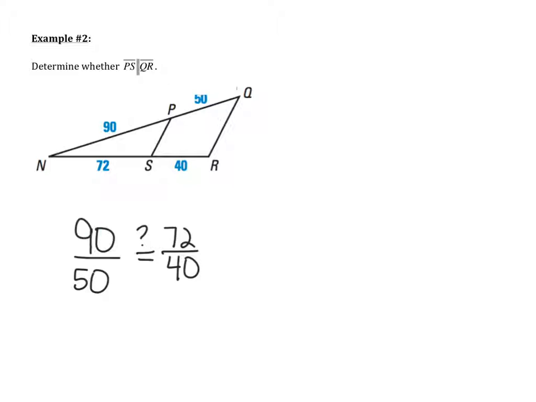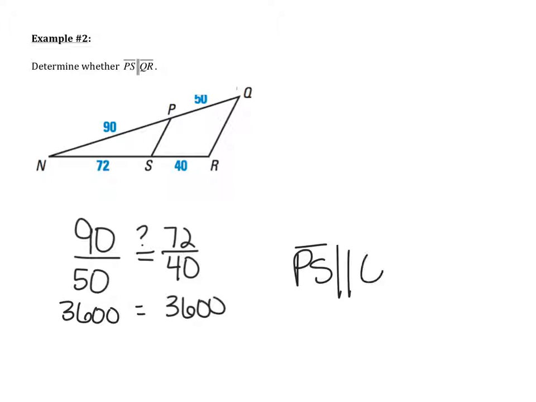If I take 90 times 40 and 72 times 50, if those two products were the same, then I know that this ratio is actually equal to this ratio. So 90 times 40 is 3,600, and 50 times 72 is also 3,600. So since I cross multiplied and got the same number, I can conclude that 90 over 50 is equal to 72 over 40. So since this proportion was true, then I can now conclude that PS is actually parallel to QR.